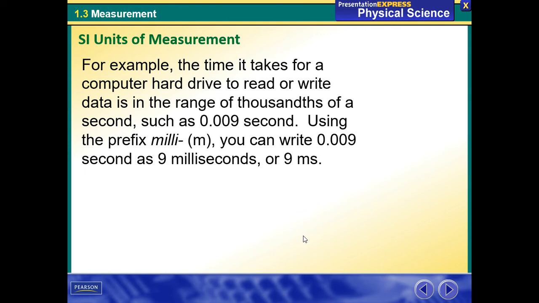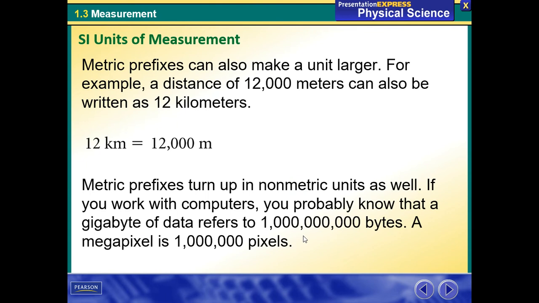So both of these are examples of converting between units. For example, the time it takes for a computer hard drive to read or write data is in the range of the thousandths of a second, such as 0.009 seconds. We can actually use the prefix milli to indicate 9 milliseconds is the same as 0.009 seconds. So again, 9 milliseconds equals 0.009 seconds. Another way we can use prefixes is for things that are larger. The distance 12,000 meters can be rewritten as 12 kilometers or km.